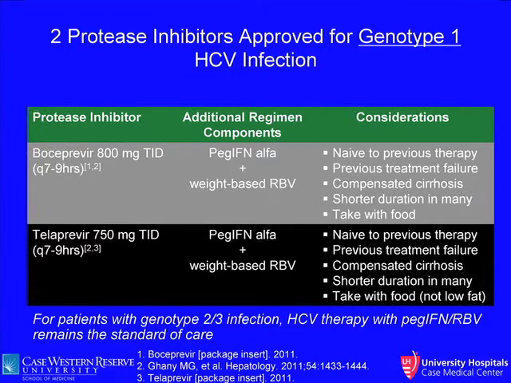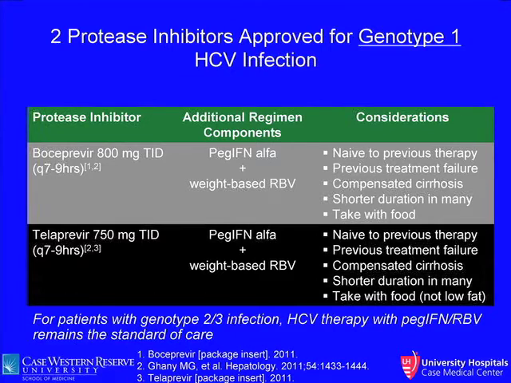They're boceprevir, which is given at the dose of 800 milligrams 3 times daily, and telaprevir, given at the dose of 750 milligrams 3 times daily, in combination with pegylated interferon and ribavirin. As you know, these treatments are approved for both treatment-naive patients, patients who have never experienced treatment before, as well as previous treatment failures. They can be given to patients who have compensated cirrhosis, and in up to 50% or so of patients with both drugs, you can actually qualify for shortened duration of therapy.